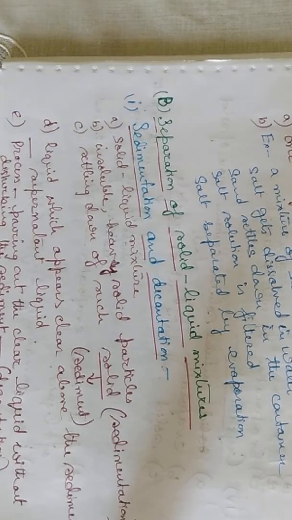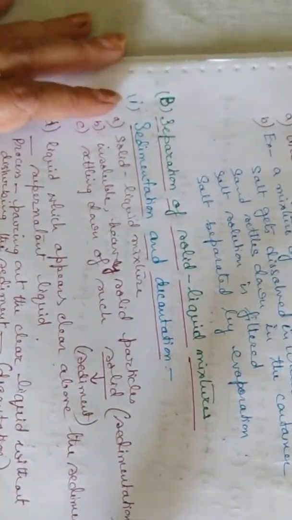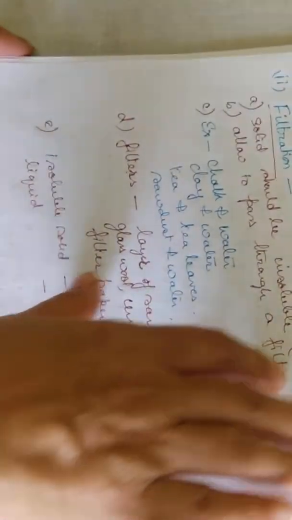Now the liquid which appears above the sediment, it becomes clear above the sediment, which is known as supernatant liquid, and this is decanted. This is poured out without disturbing the sediment. The supernatant liquid is poured out into another container without disturbing the sediment. This process is known as decantation. So the process is sedimentation and decantation. For example, mixture of sand and water, rice and water.